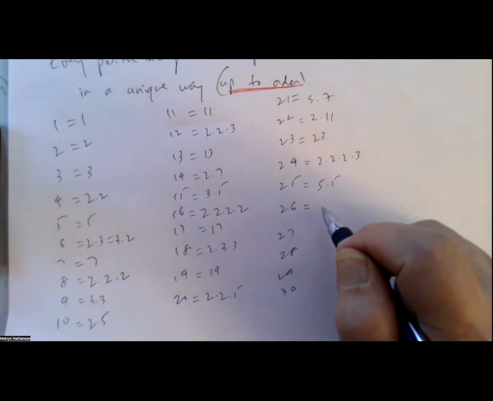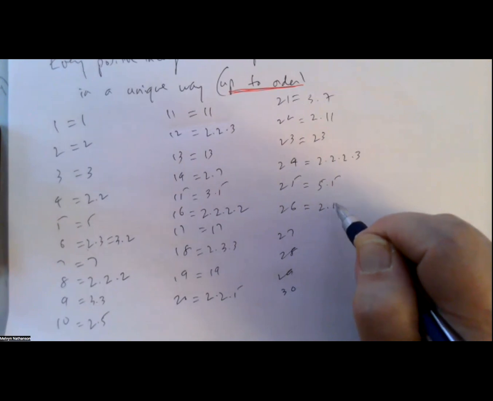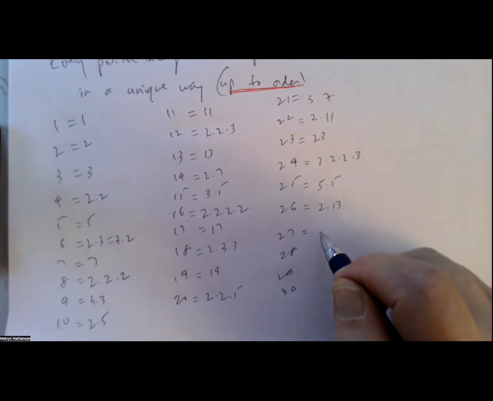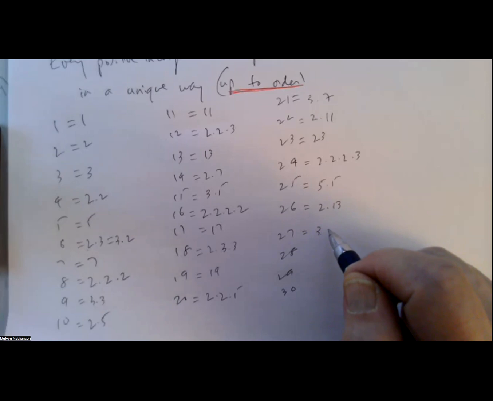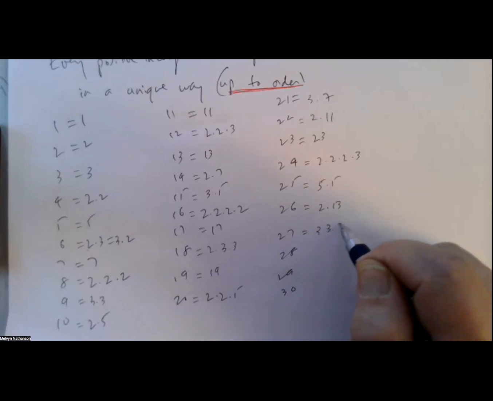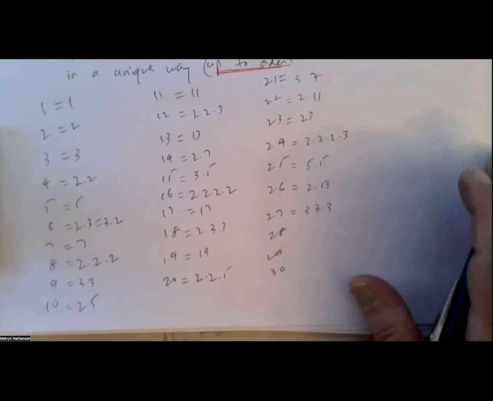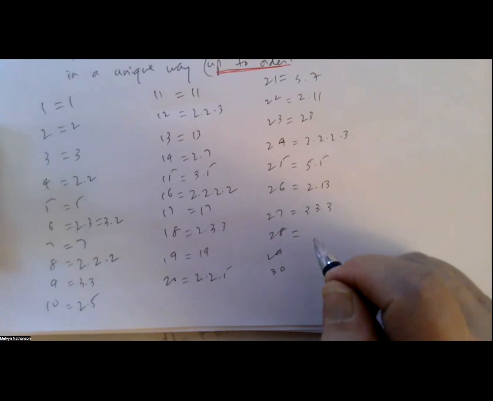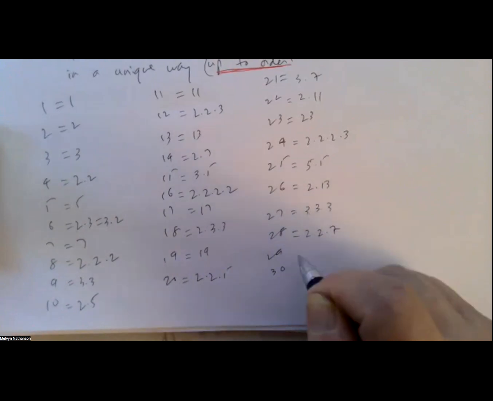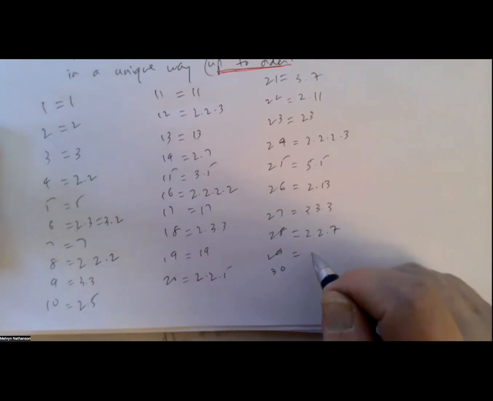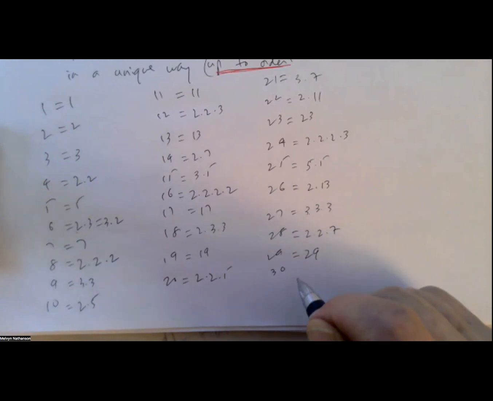26. 2 times 13. All right. 27. Is it 3 times 9? Right, but 9 factors. So 3 times 3 times 3. So now you have to write it just as a product of prime numbers. So yes, that's it. 28. 2 times 2 times 7. Excellent. 29. I have 1 times 29. Well, you don't need the 1, just write 29. And 30. 2 times 3 times 5.